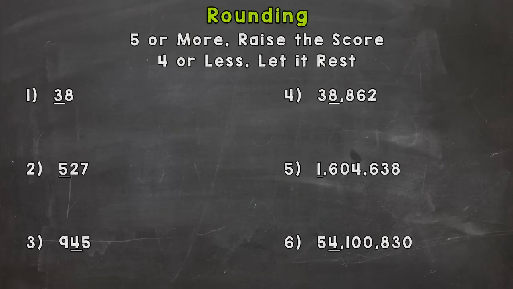In this video, we are going to discuss rounding and the rules of rounding. And as you can see on your screen, you have 6 numbers that we are going to round to the underlined digit. So you should have something to write with and write on, whether it's a pencil and paper, a mini whiteboard and a marker, whatever you have available.